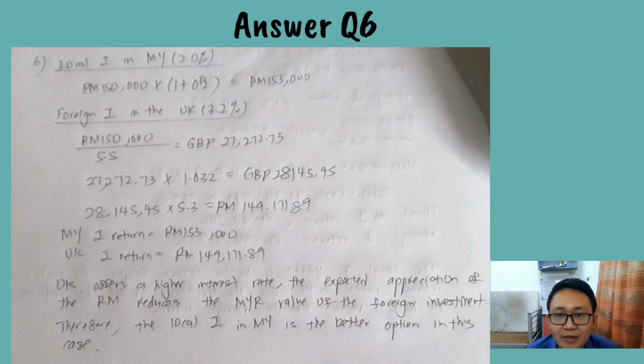So the local investment in Malaysia records a total of 153,000, and the UK investment offers an amount of 149,171 ringgit and 89 cents. So the UK offers a higher interest rate, but the expected appreciation of the RM reduces the Malaysian value of the foreign investment. Therefore, the local investment in Malaysia is the better option in this case.